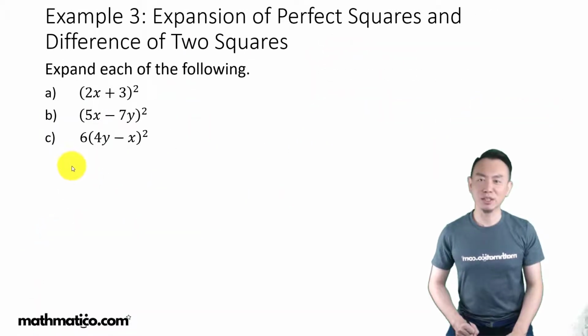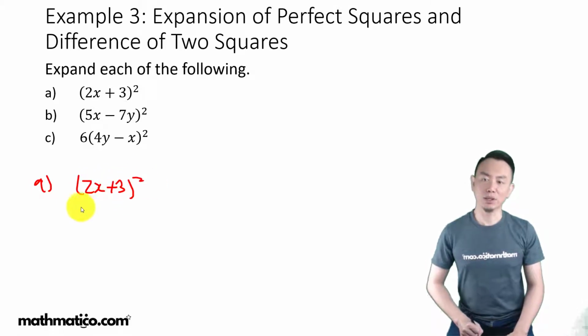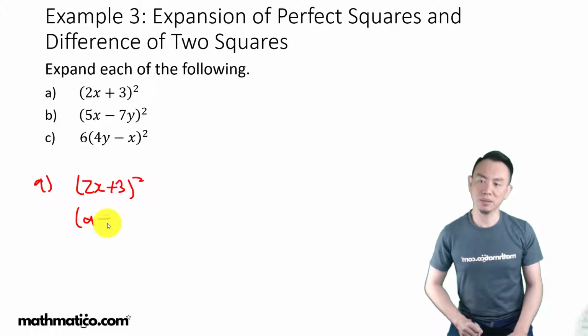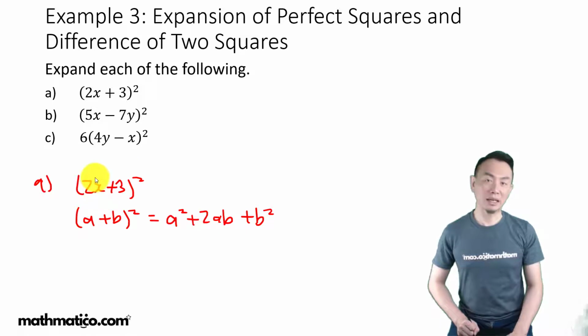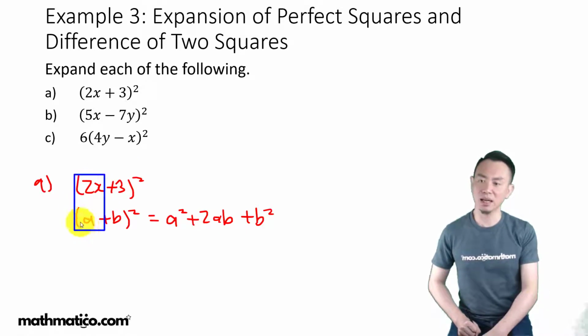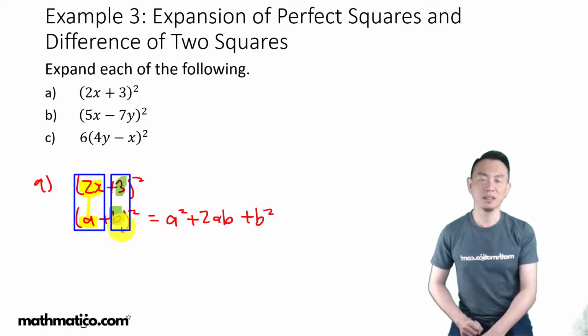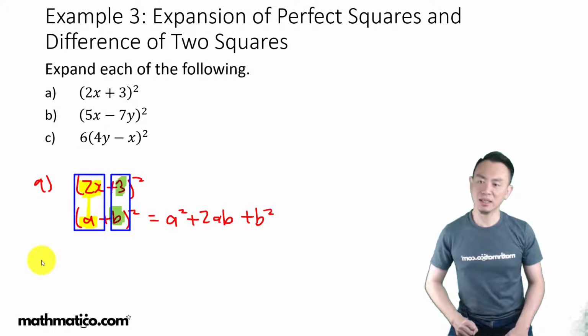Example 3, expansions of perfect squares and difference of two squares. So here we expand each of the following. You have (2x plus 3) squared. Now let's compare this with the formula, which is (a plus b) squared, and this is equals to a squared plus 2ab plus b squared. Now, if you make a comparison, you can see that this a here is the 2x. This b here is the 3, right? So we say that a is equals to 2x and b is equals to 3.